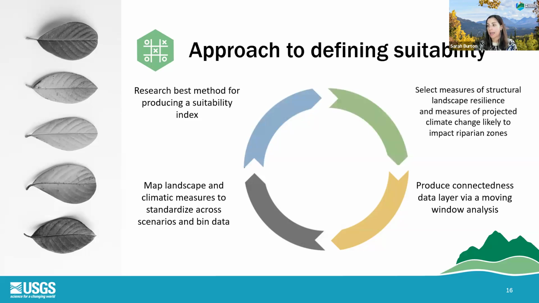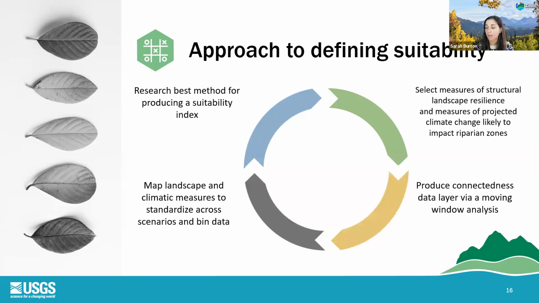Then we needed to decide what measures we wanted to include in this index. So we decided on a couple of structural landscape resilience measures, what formations, what's on the ground that's really going to be there unchanged currently, right? So what our current landscape measures are. And then we had measures of projected climate change that would likely impact riparian zones. So here we were looking at runoff or rain, moisture, those sort of things, and then heat indices. So those were the 2 main climate impacts that we were looking at.